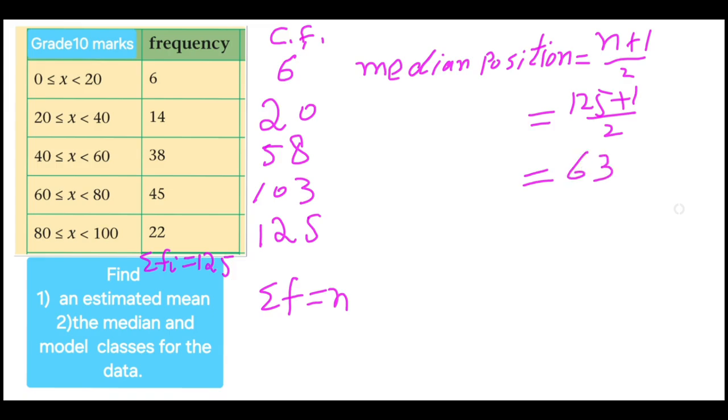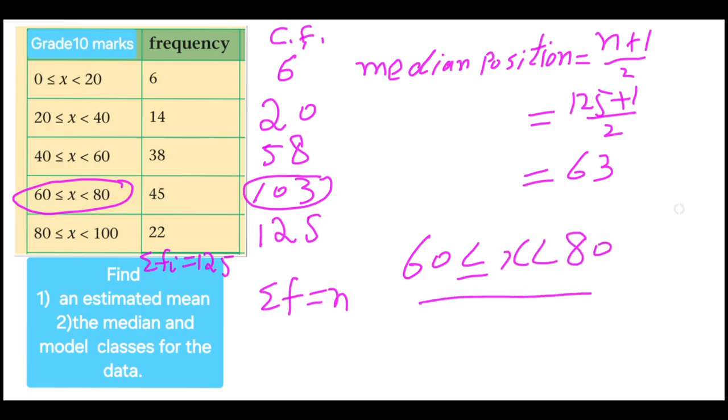So we're now looking for 63 in the cumulative frequency. 63 falls in 103. This is my class interval between 60 and 80, because the 63rd term is in the class interval between 60 and 80, where the cumulative frequency is 103. So therefore my median class will be between 60 and 80. This is my final answer.